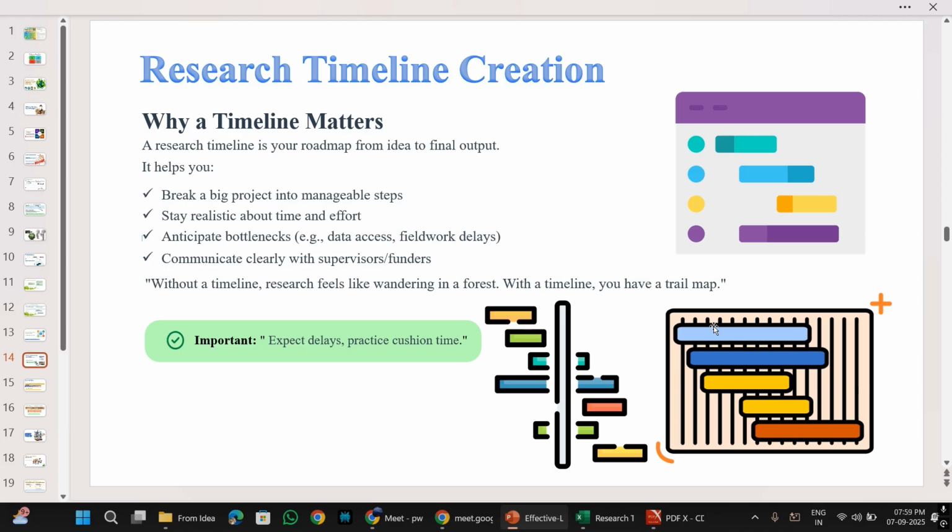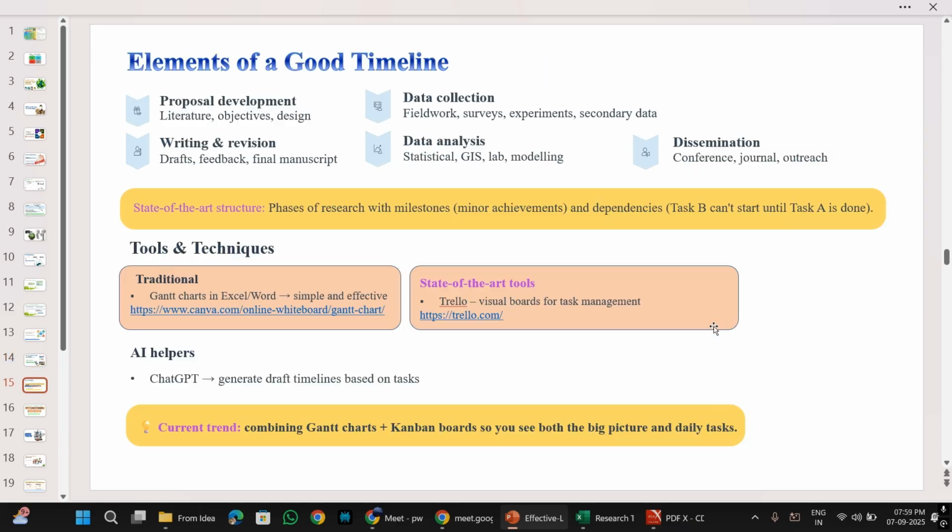So without a timeline, research feels like wandering in the forest. With a timeline, you have a trail map, right? What is important? Expect delays, practice cushion time. So you might say that okay, in 1 week I will be able to complete this minor objective, right? But then it might not happen, so you can keep 2 or 3 days extra, so you have cushion time. If you feel in between that I want to rest, you can rest. So these are the cushion times. They give you comfort, that's all.